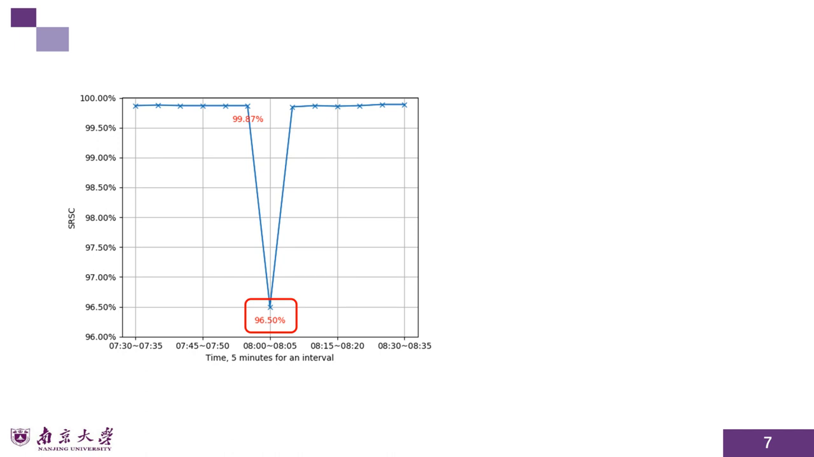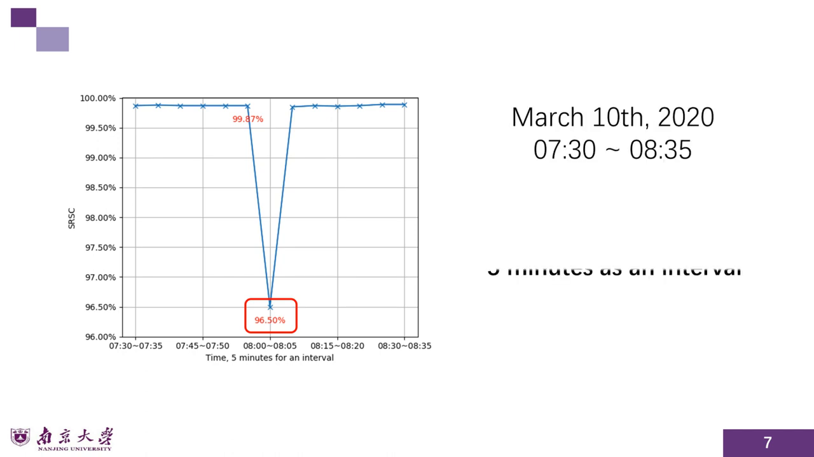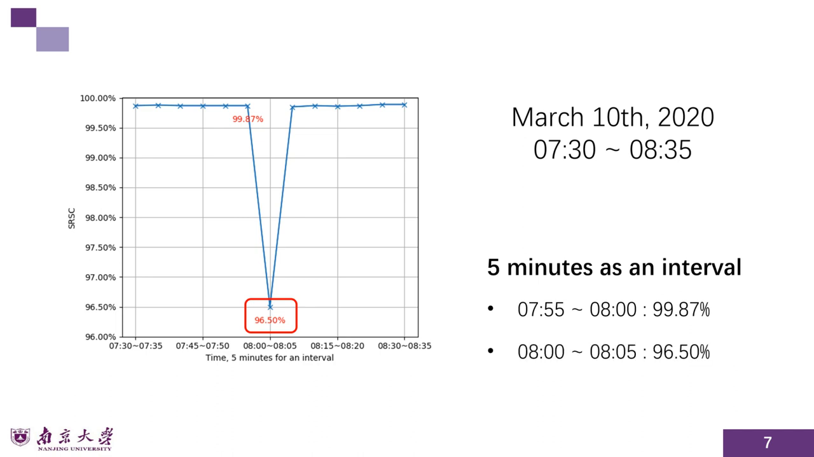For the business requirements of Meituan, it takes five minutes as an interval, and the success rate within every interval is calculated. As shown in this page, the success rate of the first interval was 99.87%, and the second was 96.50%. We can notice the decline of success rate.